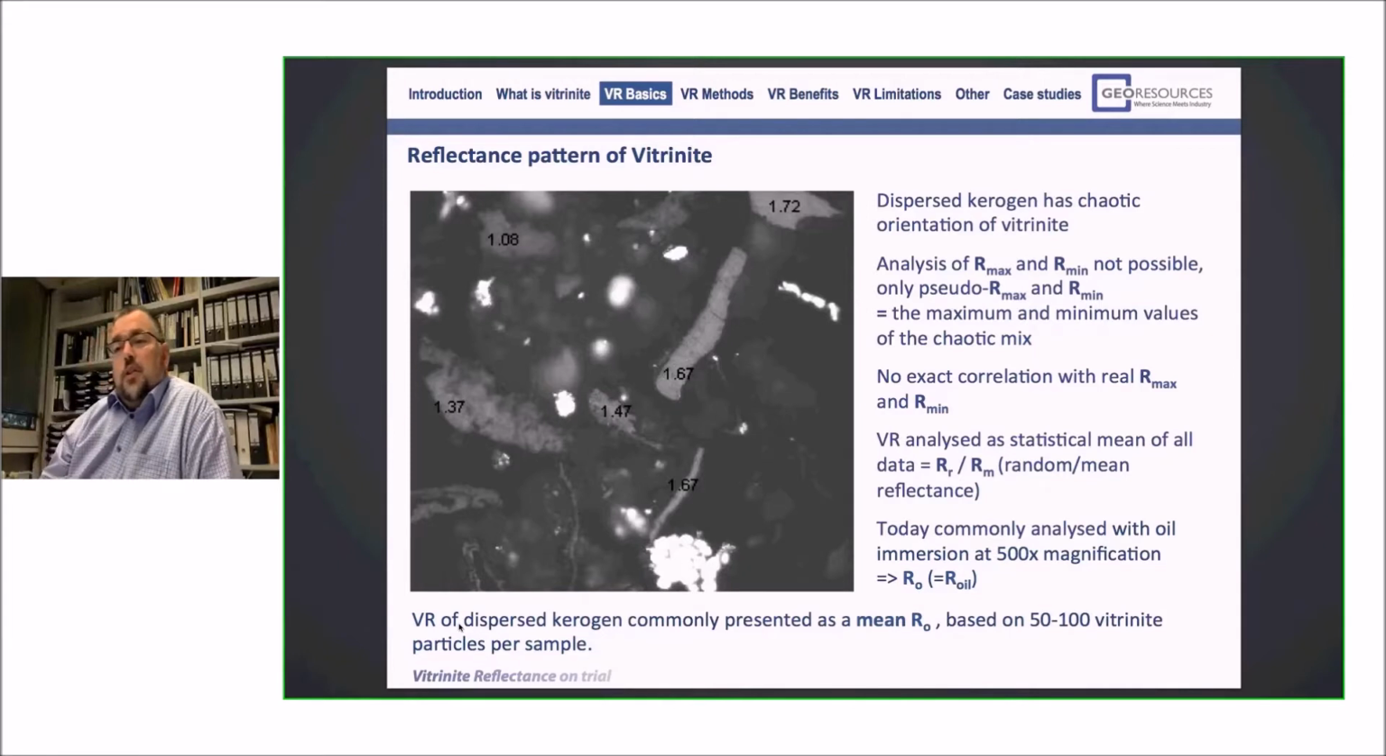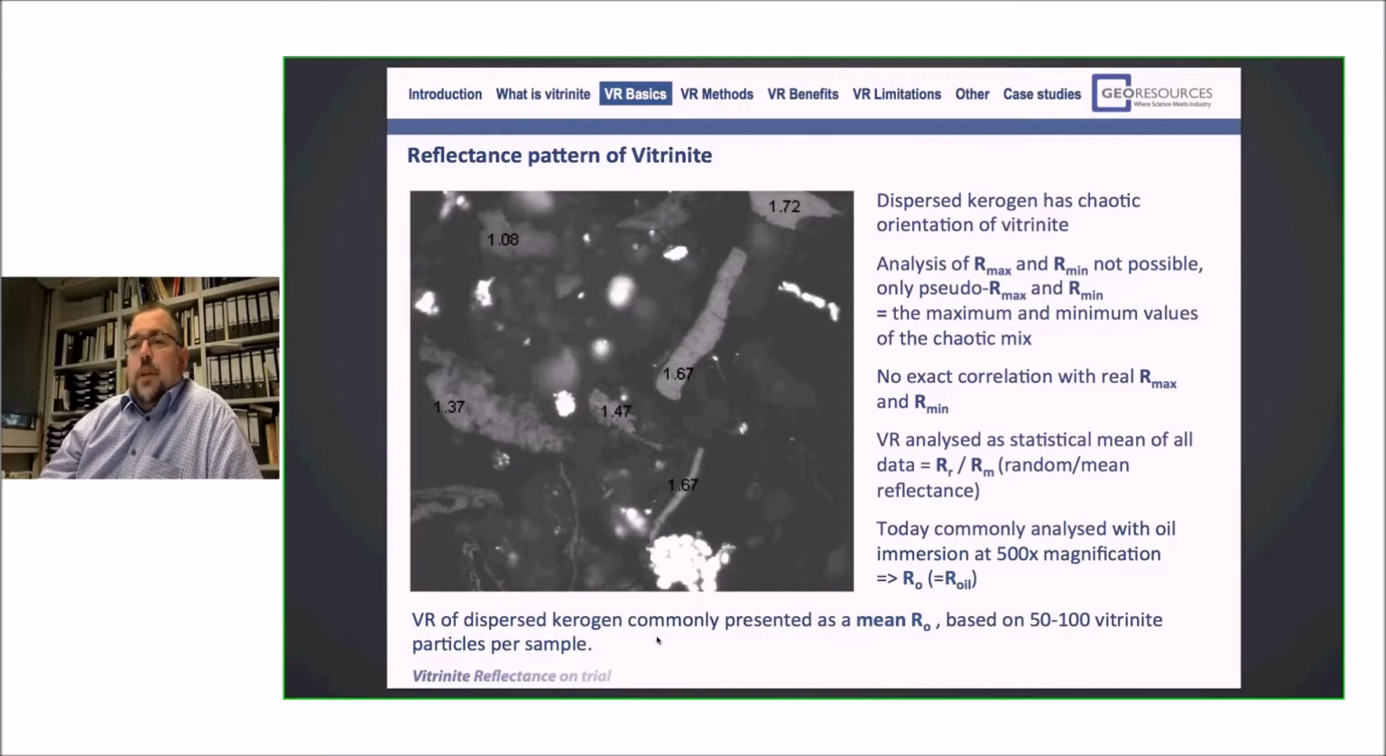So vitrinite of dispersed kerogen is commonly presented as mean Ro, based on 50 to 100 vitrinite particles per sample. This is our basic principle. If you look in literature and on the internet, as I checked several pages while preparing this presentation, I realized that quite a number of people talk about at least 30 vitrinite particles. In my opinion, the statistics won't be good enough if you only have 30 particles for your analysis.